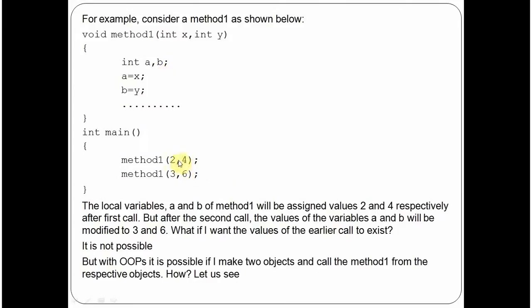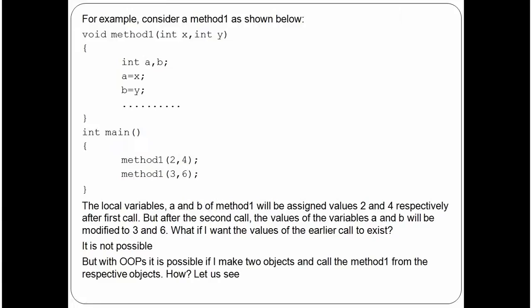Initially the A and B variables were assigned values 2 and 4. When you call the method for the second time, you'll find that the values of A and B will be overwritten by 3 and 6. Now if you use the values A and B, you'll find the values 3 and 6. And what about the values 2 and 4? They have obviously been overwritten. So the problem is that in functions, whenever a subsequent call is made, the previous values of the local variables of the function are overwritten.